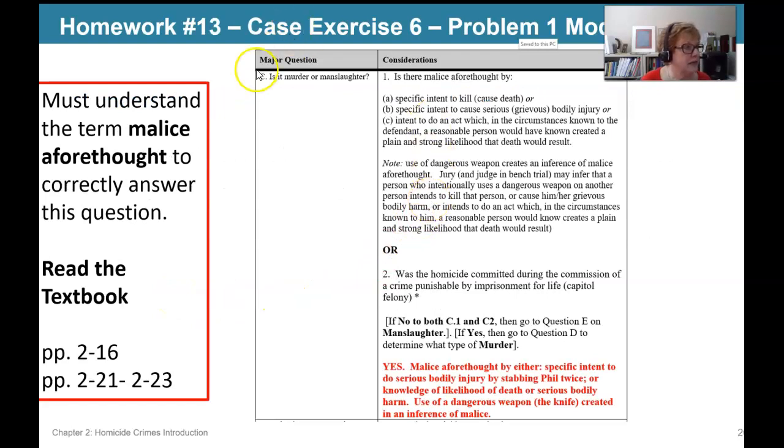The third question in the step-by-step analysis is: is it murder or manslaughter? Please understand, you cannot answer that question if you have not read and understood the textbook. So this slide shows you where in the textbook you would find the information that you need in order to answer the question: is there or is there not malice on the facts as they've been presented in this case?